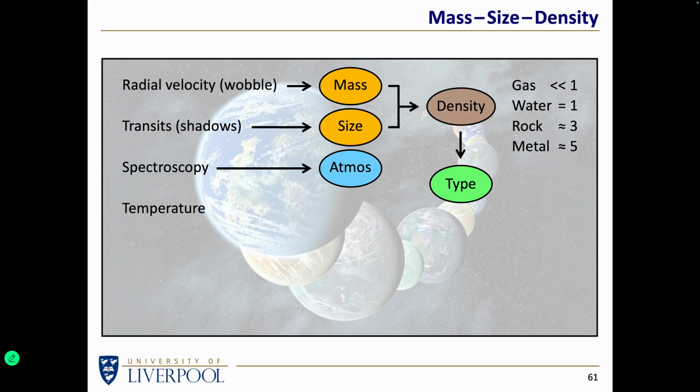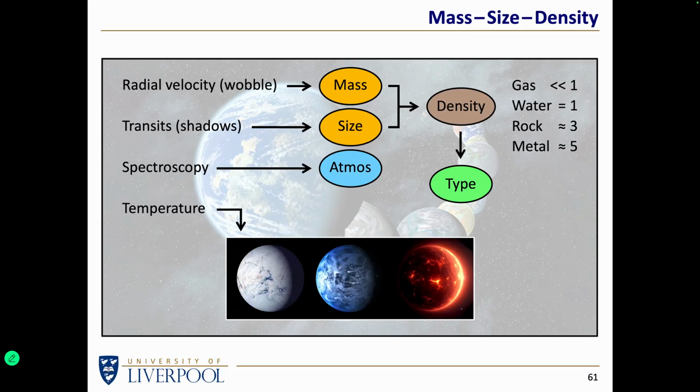If we know how far the planet is from the star and we know how hot the surface of the star is, we can estimate the temperature of the planet. And so we can tell whether it's more likely to be an ice planet or a water planet or a lava planet, depending on the temperature and the type. So by combining all of these bits of information, we can start to build up properties of all the exoplanets that we can see.